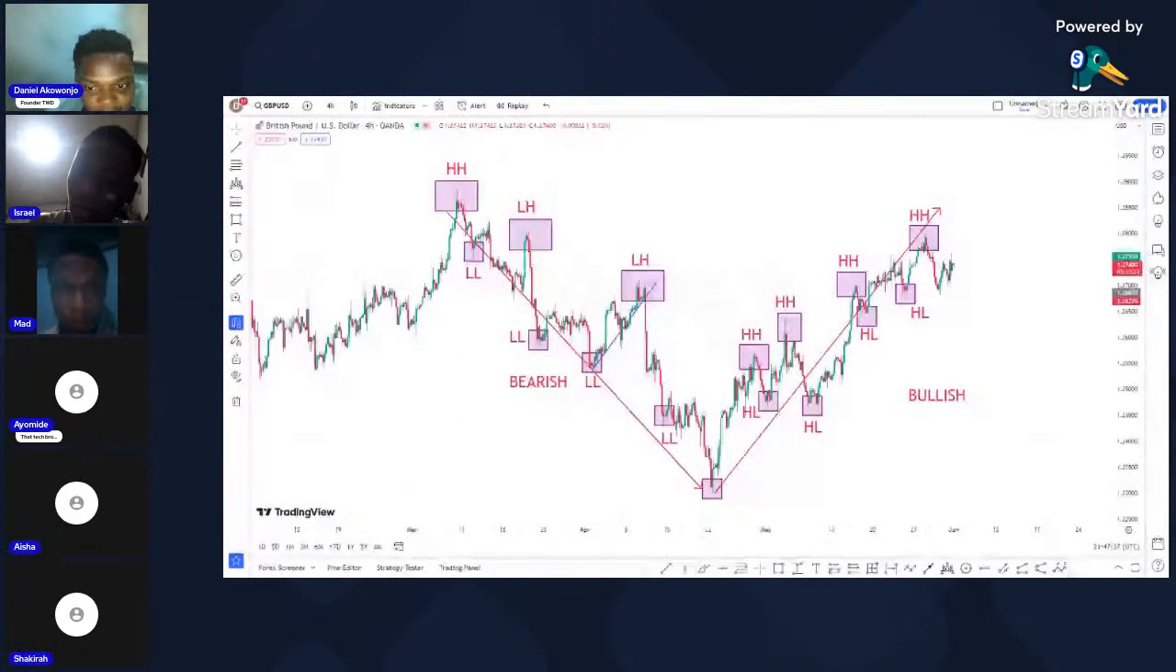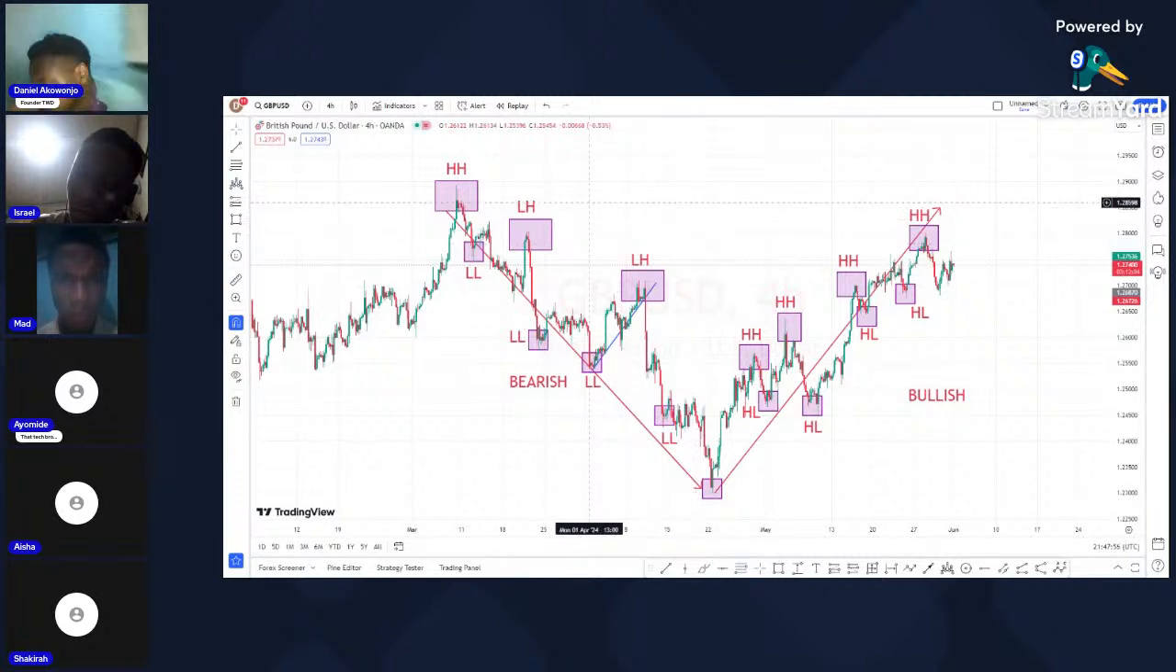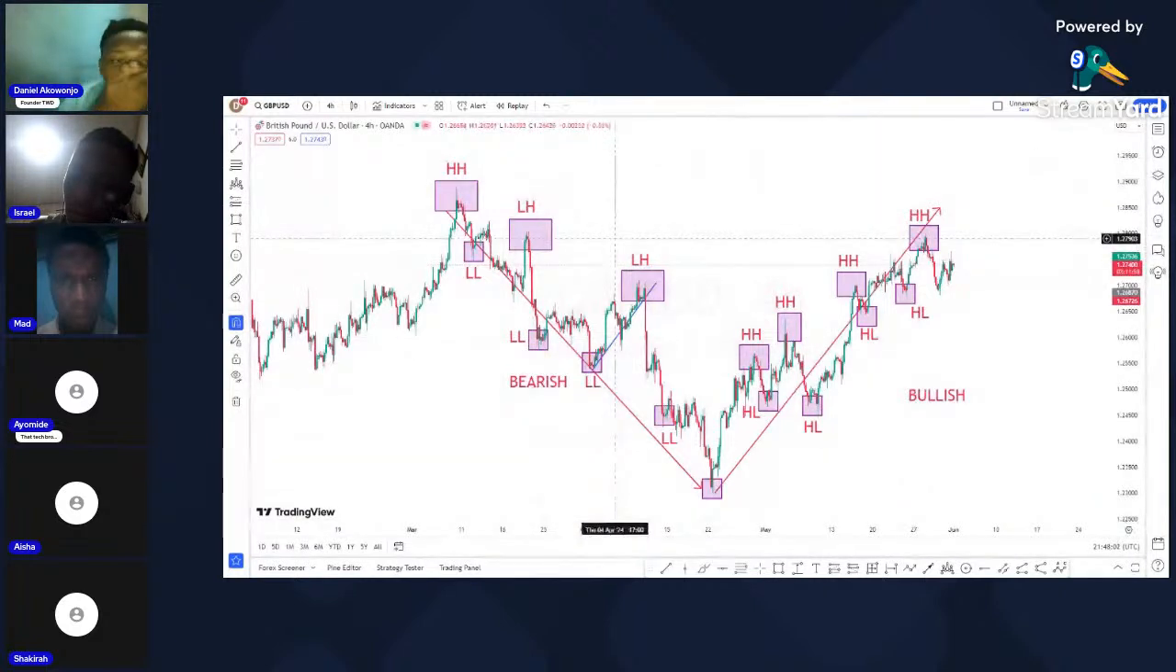Okay, so I said that for every bearish movement, for every downward trend, every resistance zone signifies the lower highs. Pay attention to that. It signifies what? The lower highs. Every bearish movement.